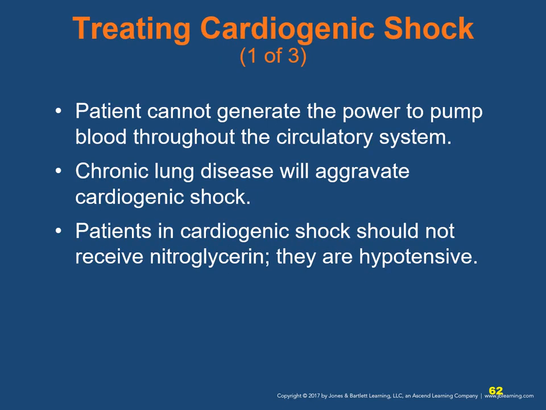Treating cardiogenic shock. The patient who is in shock as a result of a heart attack simply cannot generate the necessary power to pump blood throughout the circulatory system. Chronic lung disease will aggravate cardiogenic shock. The patient is often able to breathe better in a sitting or semi-sitting position. Usually, patients with cardiogenic shock do not have any injury, but they may be having chest pain. The patient may have taken nitroglycerin before EMS arrives and may want to take more. Patients in cardiogenic shock should not receive nitroglycerin. By definition, they are hypotensive.